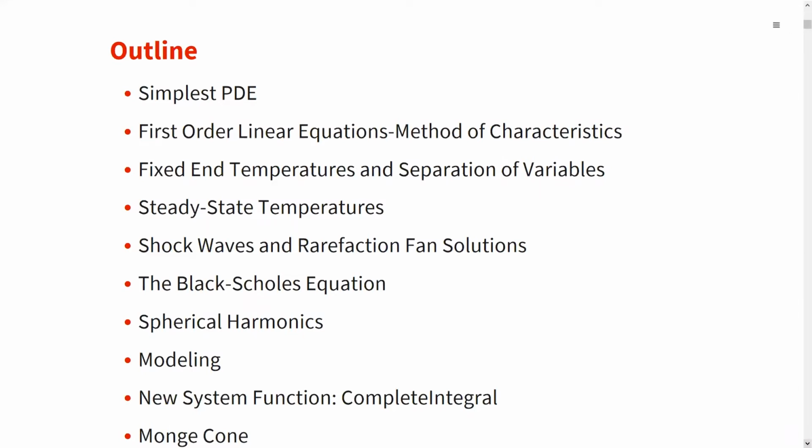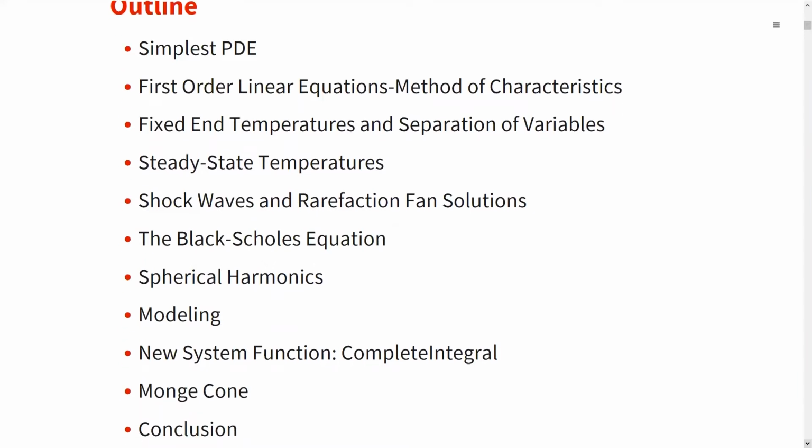Then we will go over more applications. We will talk about the Black-Scholes equation, the spherical harmonics, and a modeling problem. Next, we will talk about the new system function, CompleteIntegral, and show an illustration of the Monge cone. And this will conclude our talk. I will try to answer your questions at the end.